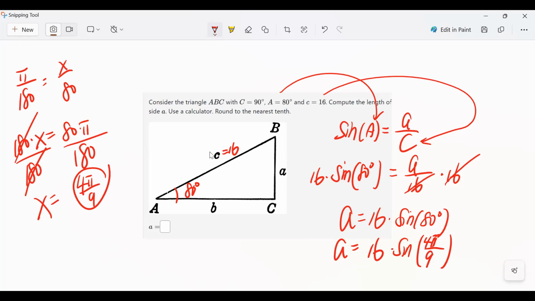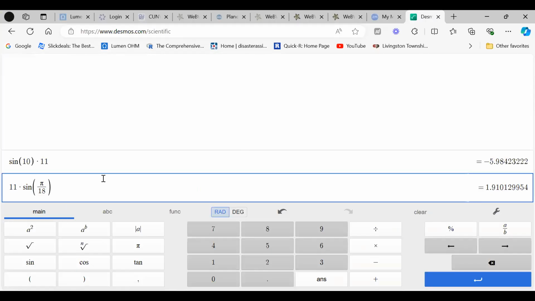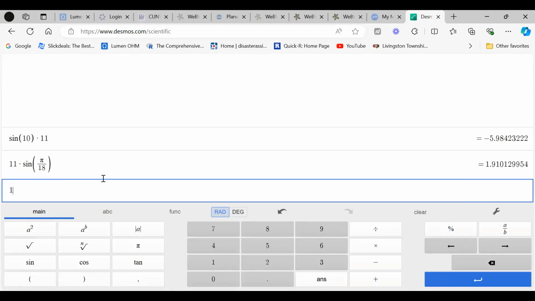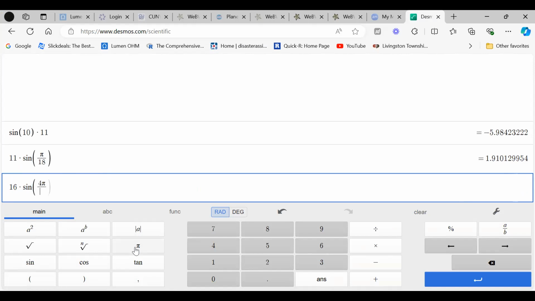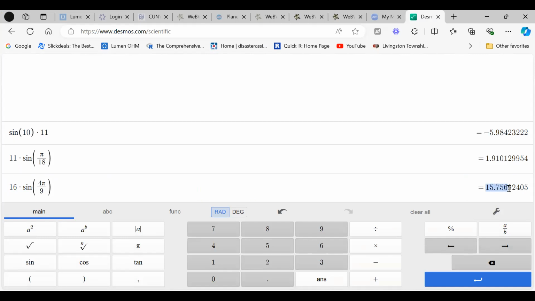So 16 times sine 4 pi over 9. Let's put it in your calculator. 16 times sine 4 pi over 9. So that gives us 15.757.